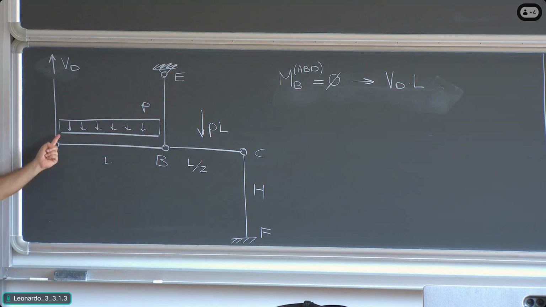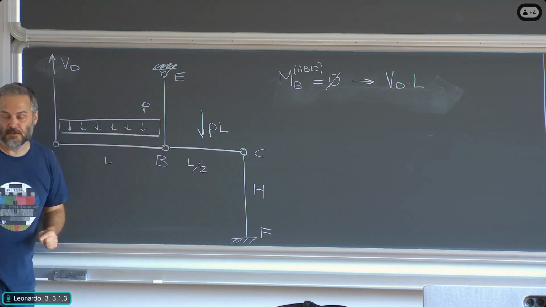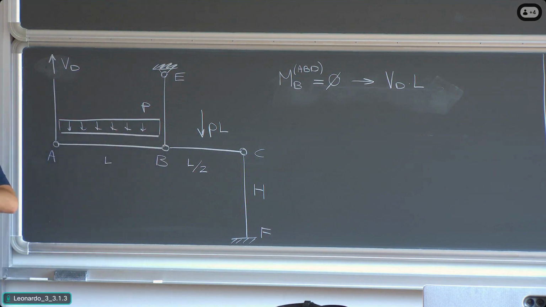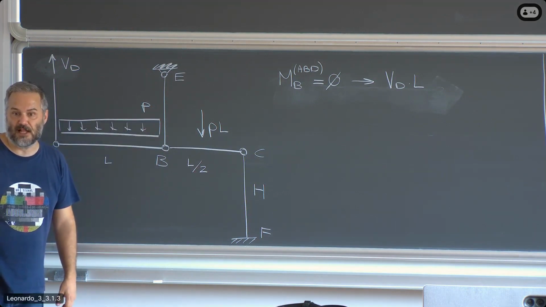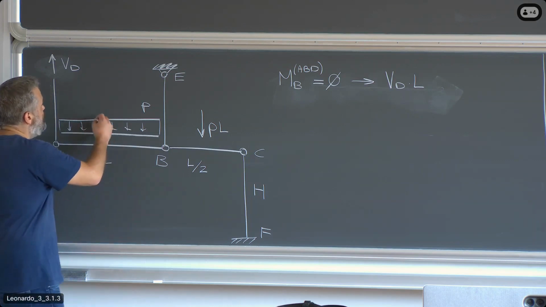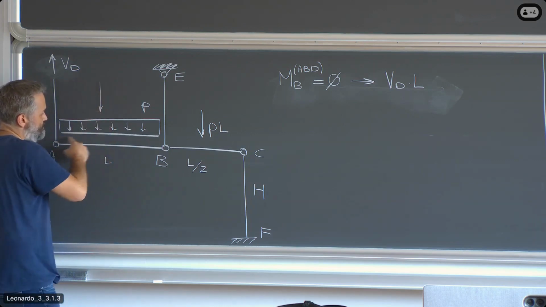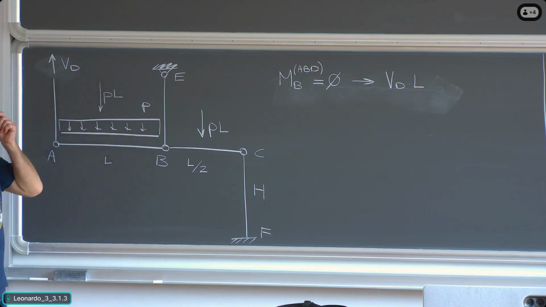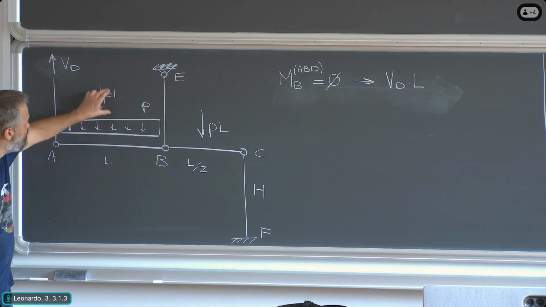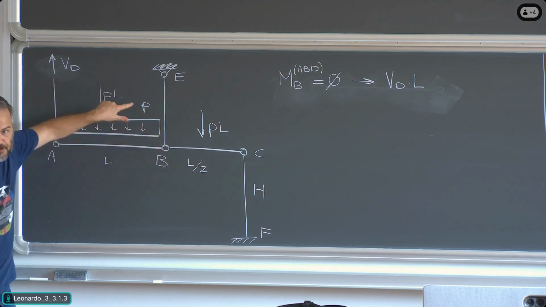Then what do we have? We have a distributed load here. For the purpose of rigid body equilibrium equations, we can consider the distributed load by means of its resultant, which is a concentrated force acting at midspan equal to P times L. Okay? I'm not saying that this load is added to this. This load is the resultant force of this.